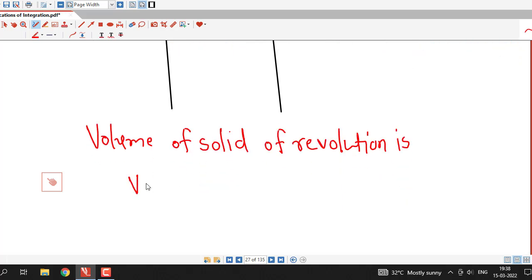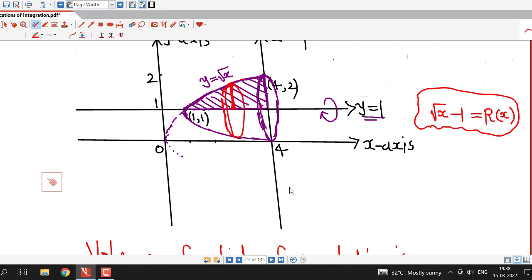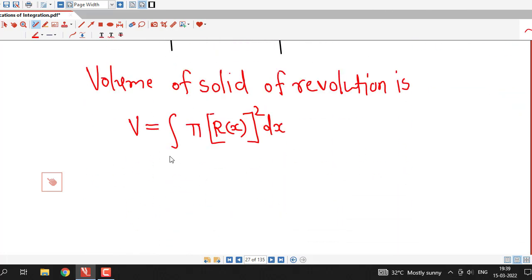Now the volume is given by pi times the integral of the square of the radius function, R(x) squared. The integral is with respect to x, and the limits of integration will be values of x. We start from this point and we go up to this point. At this point the value of x is 1, at this point the value of x is 4. Therefore limits of integration are from x equal to 1 to x equal to 4.